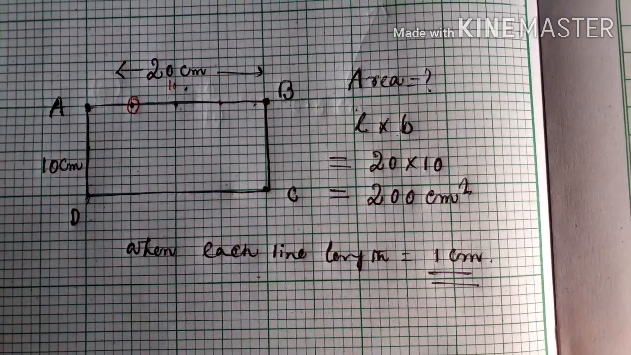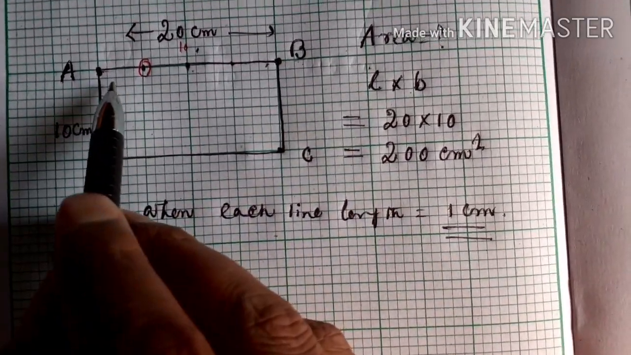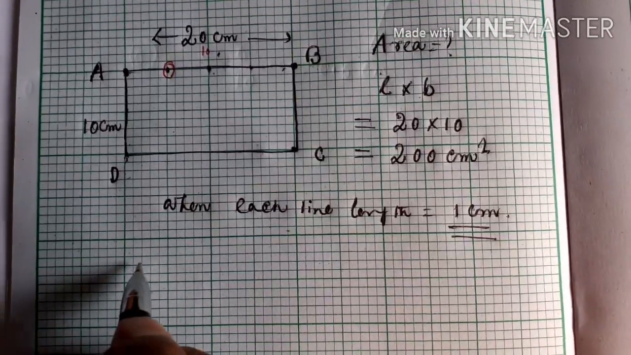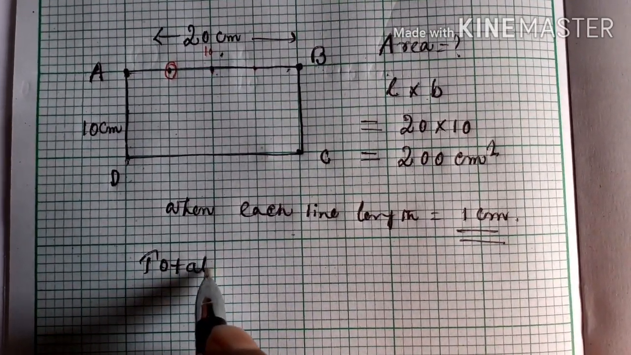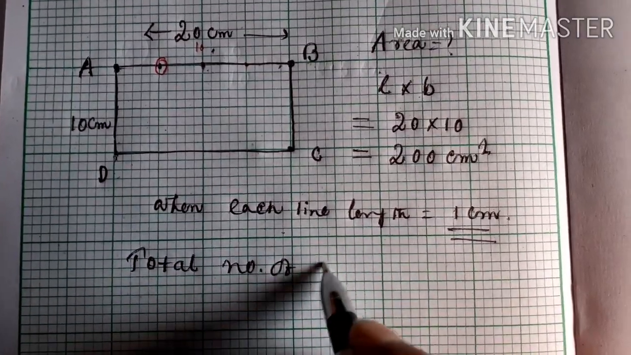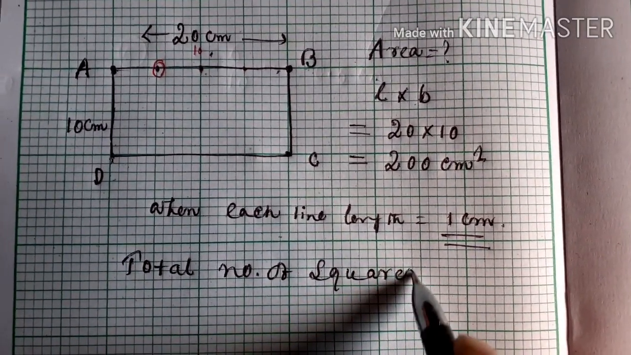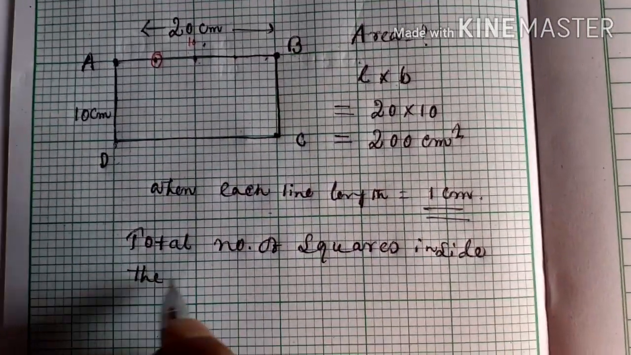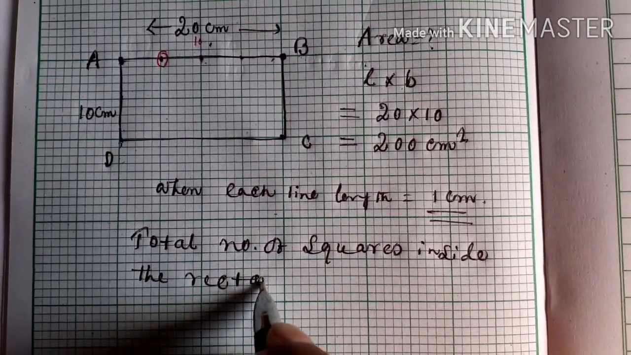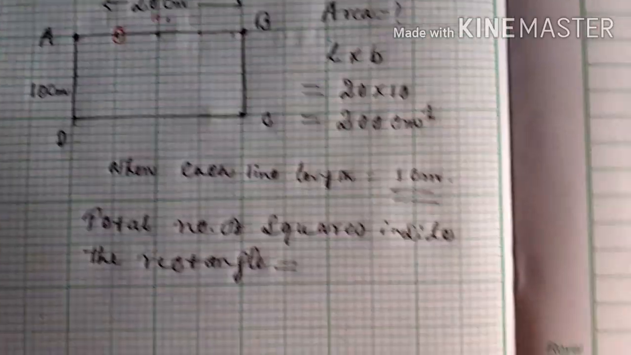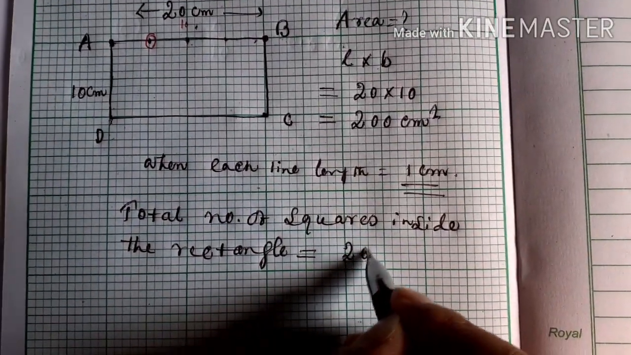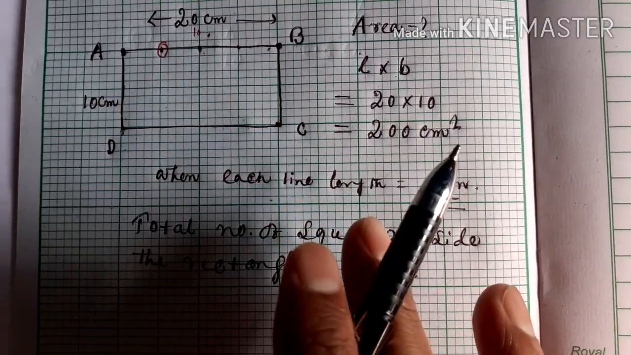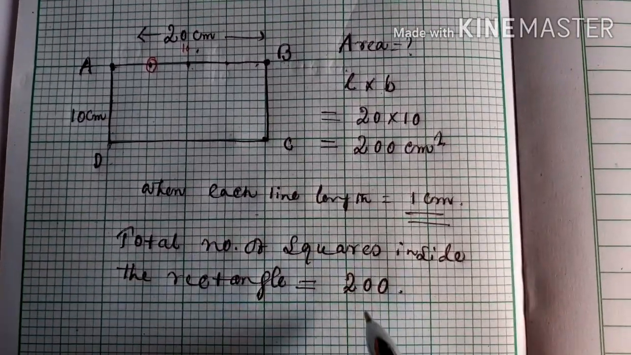Now another method is that if you count the number of squares present here, the total number of squares present inside the rectangle is equal to 200. If you count here, 200 squares are present. You can easily count that one. Okay, so you try once. 200.